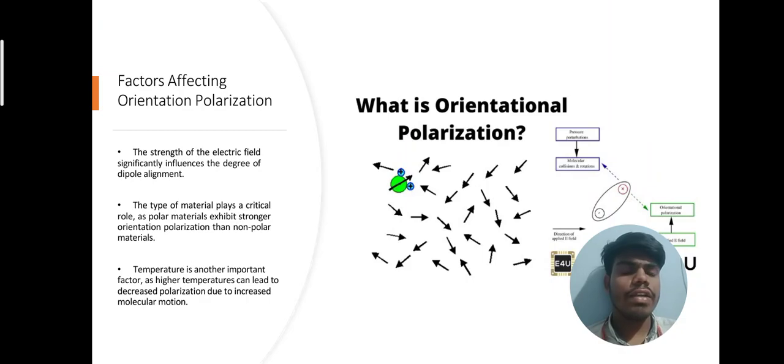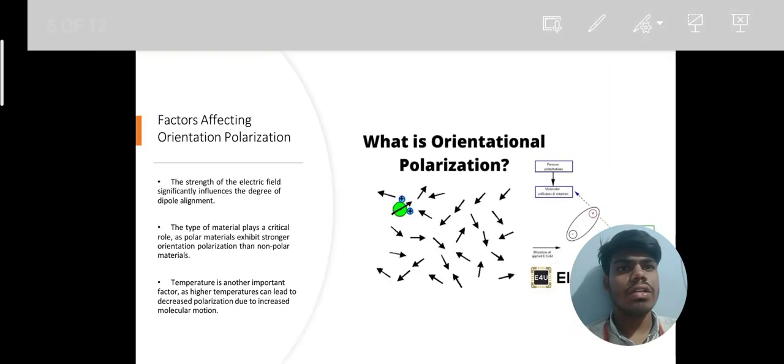The strength of the electric field influences the degree of dipole alignment. The temperature mainly affects the orientation polarization process because orientation polarization is inversely proportional to the temperature. If the temperature increases, the polarization decreases due to molecular motion. When the temperature increases, the molecular motion also increases, which affects the orientation polarization. Thus, orientation polarization is affected by temperature.